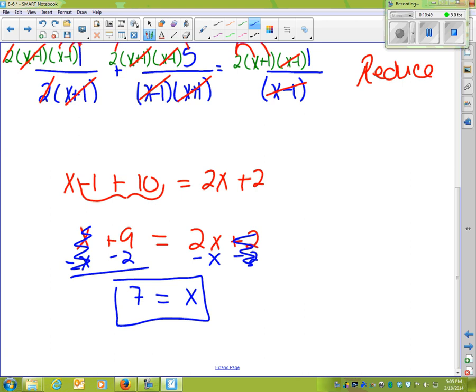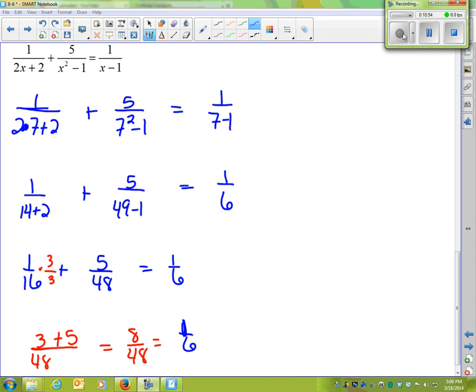Okay. And let's go ahead and go back and check the answer. This is all of my work in checking the solution. You can go back through it if you want to. I just substituted my x equals 7 into my fractions and solved down. And I finally got 8 over 48 on the left, which is equal to 1 over 6. So my solution of x equals 7 was correct.